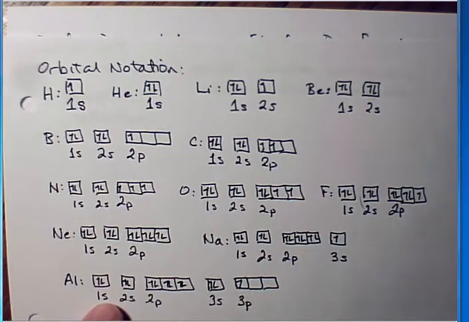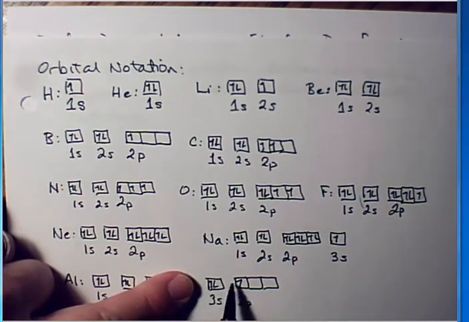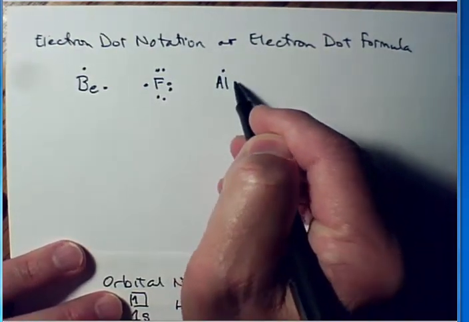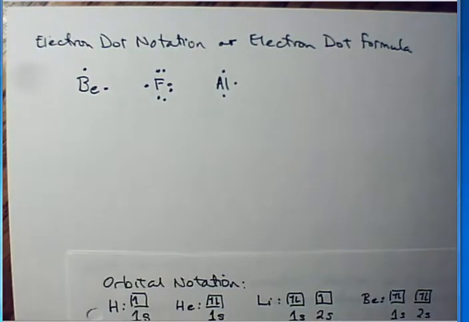So I've got aluminum down here. And I look at the highest energy level, and that's 3. And the electrons, total electrons in 3 are 1, 2, 3. In this particular case, 3 happens to be 3. So I need 3 dots. 1, 2, 3. And I'm done.